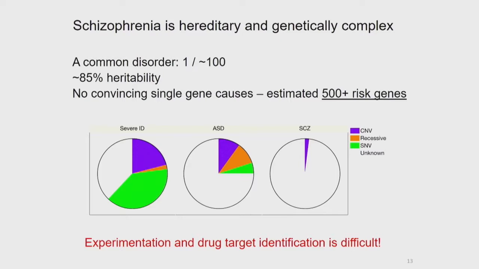In terms of schizophrenia, which is the interest of my lab, it's a very common disorder. It has a high heritability. There's not a single convincing single-gene cause, but instead it's very spread out over the genome. There are an estimated 500-plus risk genes, depending on who you talk to; some say 800, some say 1,000, some say 300, but very many genes, each gene, or each SNP, contributing a little bit.